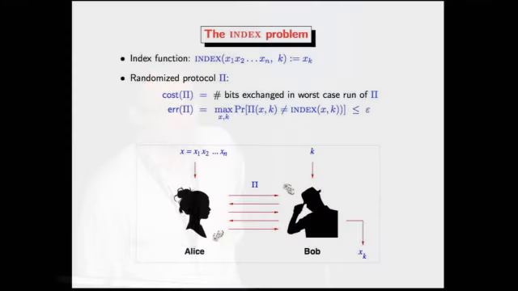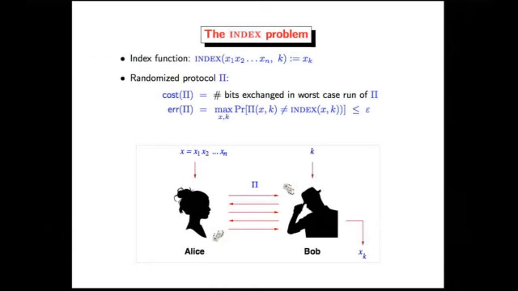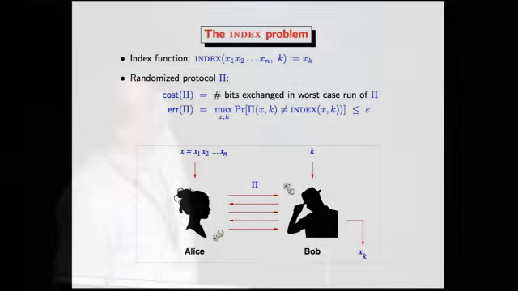So we think of two cost measures for the problem. One is the straight up communication cost, which is the number of bits exchanged in a worst case run. You want to minimize this, of course. And the other is the error probability, which is the worst case over inputs of the probability that you give the wrong answer. You want to minimize that too, or maybe make it less than some threshold epsilon.